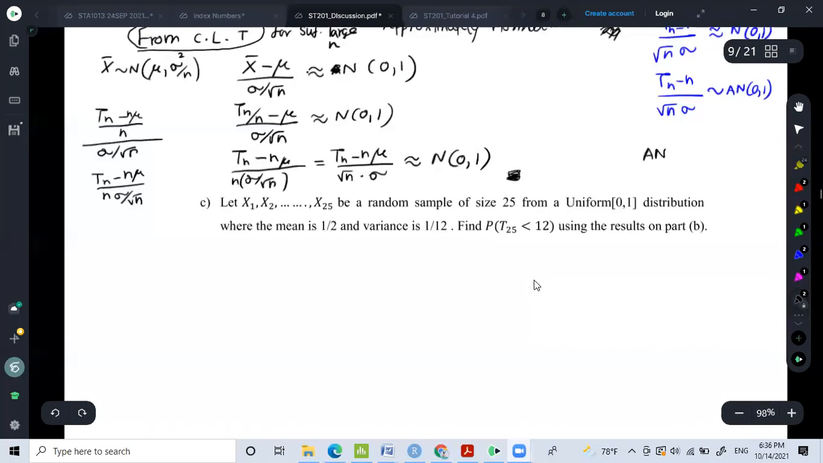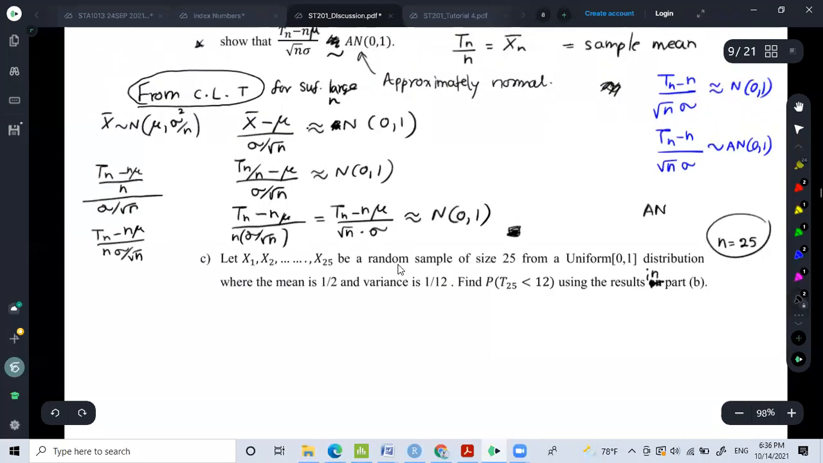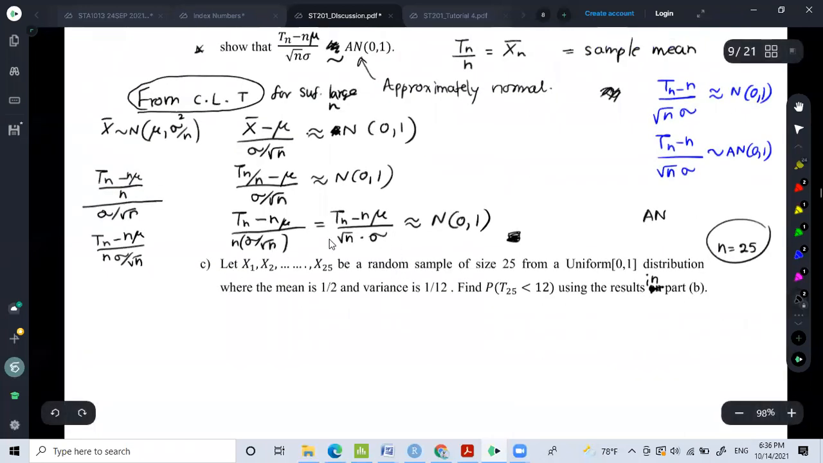Right, let's move on to part C. So you have x1, x2 up to x25. Now your random sample is 25, so you can say large enough, from a uniform 0, 1 distribution, where the mean is 1 over 2 and the variance is 1 over 12. You have to find the probability T25 less than 12 using the results in part B. Now you have to incorporate the answer you proved in part B in order to answer part C.